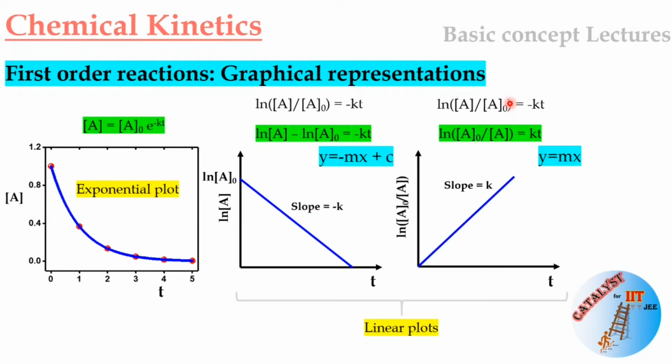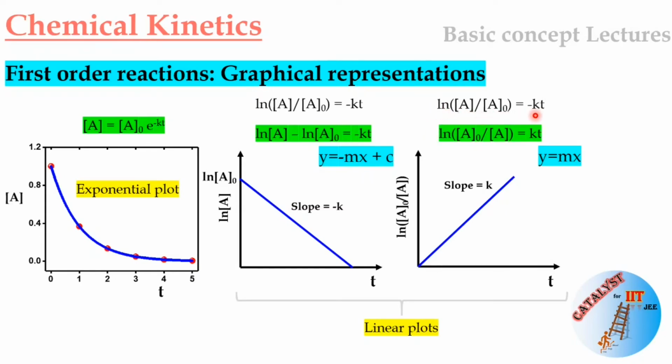Similarly, you know that ln A by A naught equal to minus kt. Now you just reverse it. You take this negative sign into the form and then reverse it. This is the property of log. You will understand it if you have already learned it. So this becomes very easy for you.